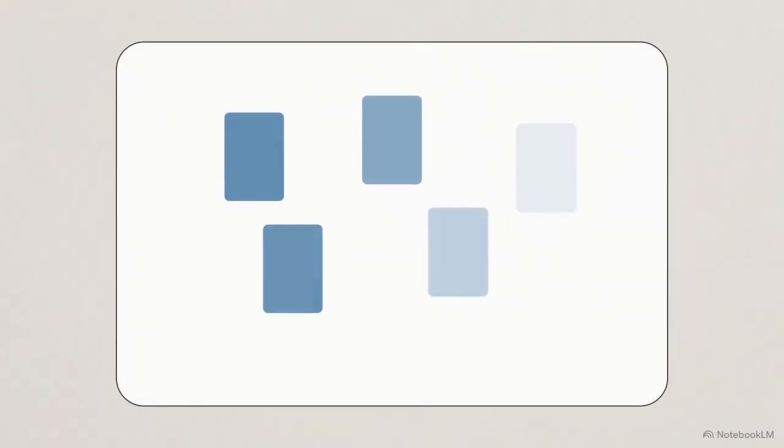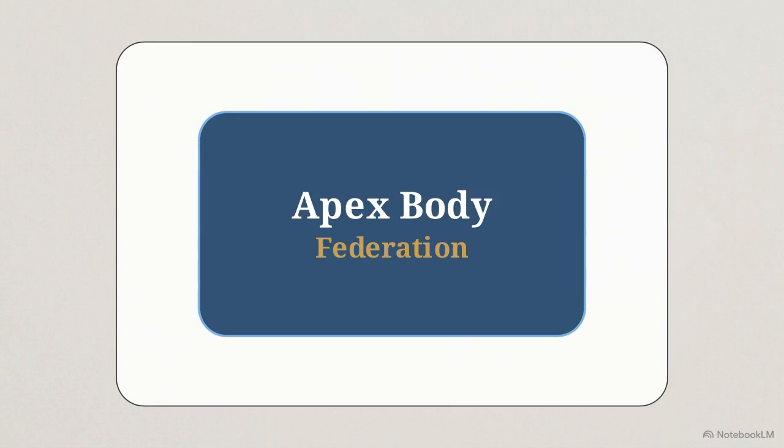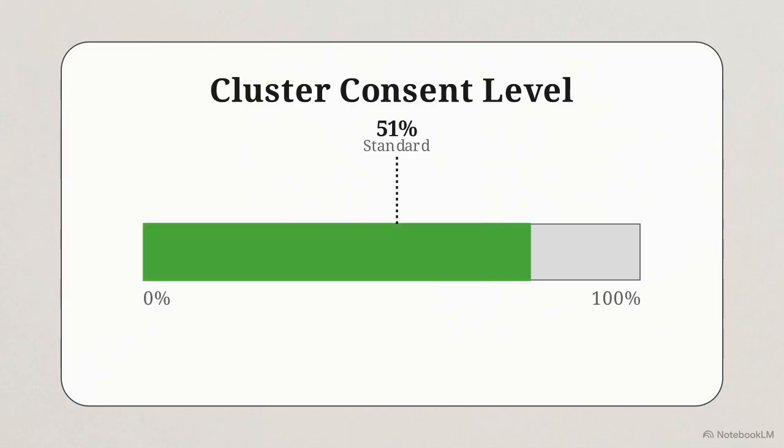Step 2 is land aggregation and consent. You must form an apex body to legally represent all societies. While 51% is the minimum for standard redevelopment, cluster projects require 70 to 100% consent to avoid litigation traps.